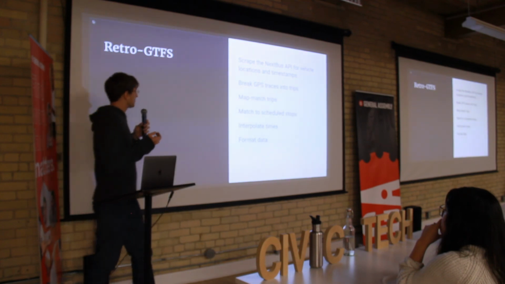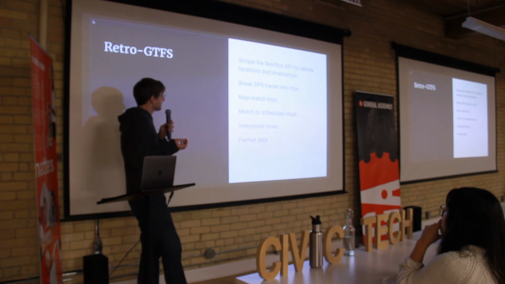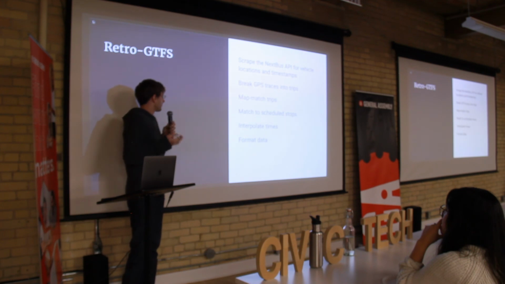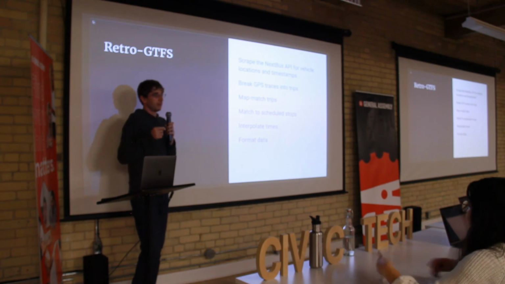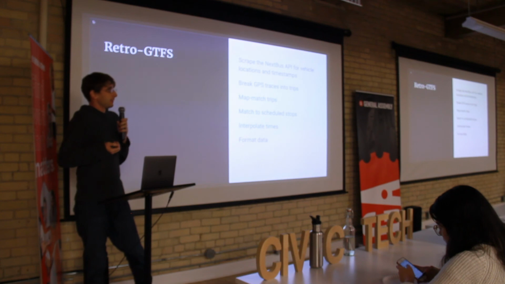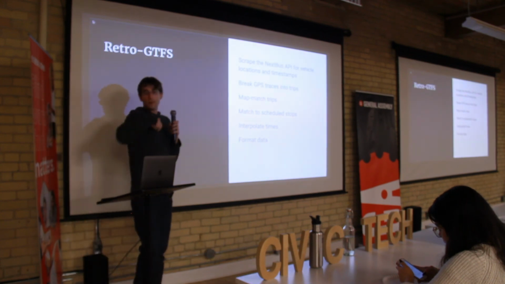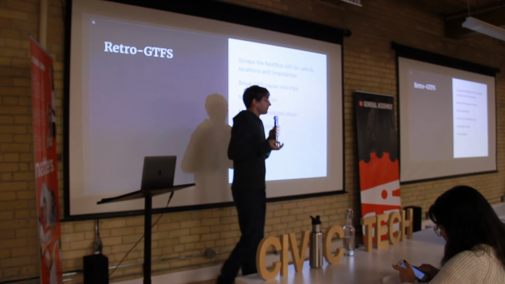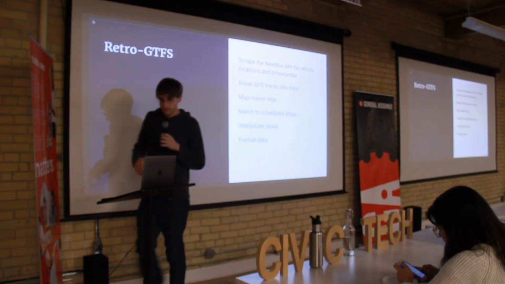Essentially, what the tool does is it scrapes the NextBus API, gets all these vehicle locations and timestamps, pings it every 10 seconds, stores these GPS traces and breaks them into trips, matches those to the street or rail network, matches the scheduled stops to the alignment of the route, interpolates the stop times, and at the end what you have is something that's really comparable to the schedule-based GTFS data set, which is usable in a lot of applications, like trip planning applications.